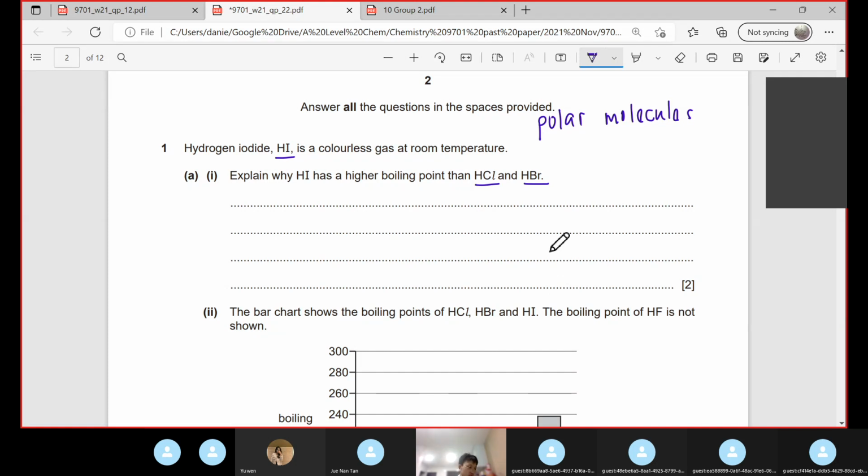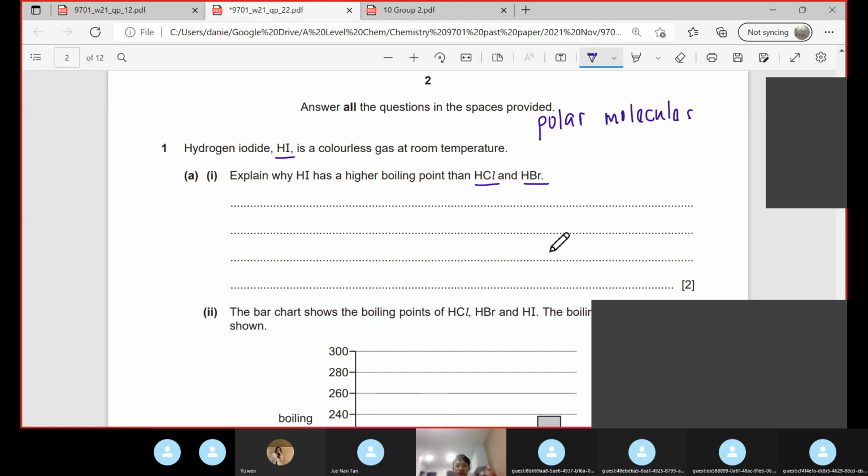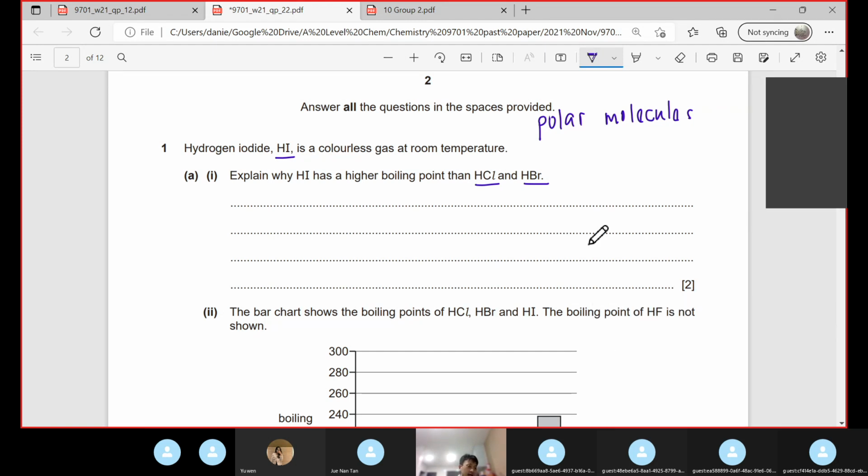Okay, so over here we have these three substances. Then we have HCl, HBr, HI. The thing that differentiates them in terms of boiling point is the strength of instantaneous dipole-induced dipole forces. So let us recall what the factors affecting the boiling point are.